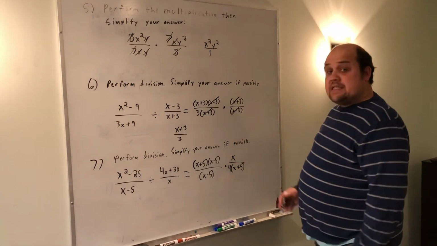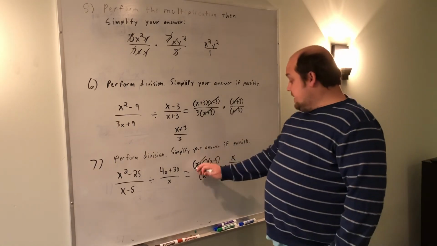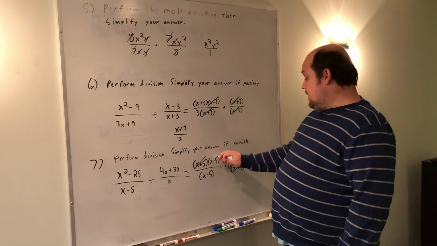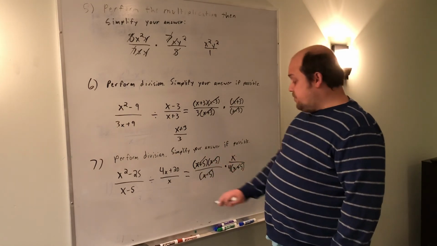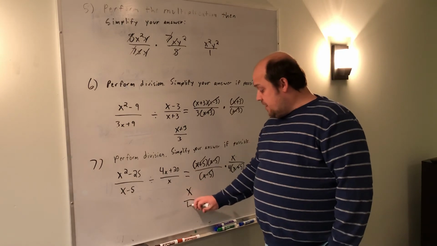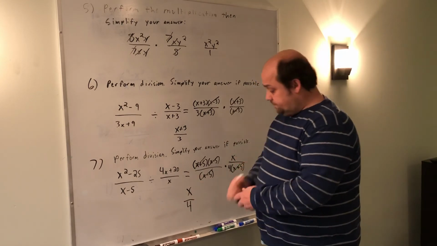I now look at what's the same on top and bottom. These x plus 5's are the same. These x minus 5's are the same. What I'm left with is just x on top, just 4 on bottom. So my final answer is x over 4.